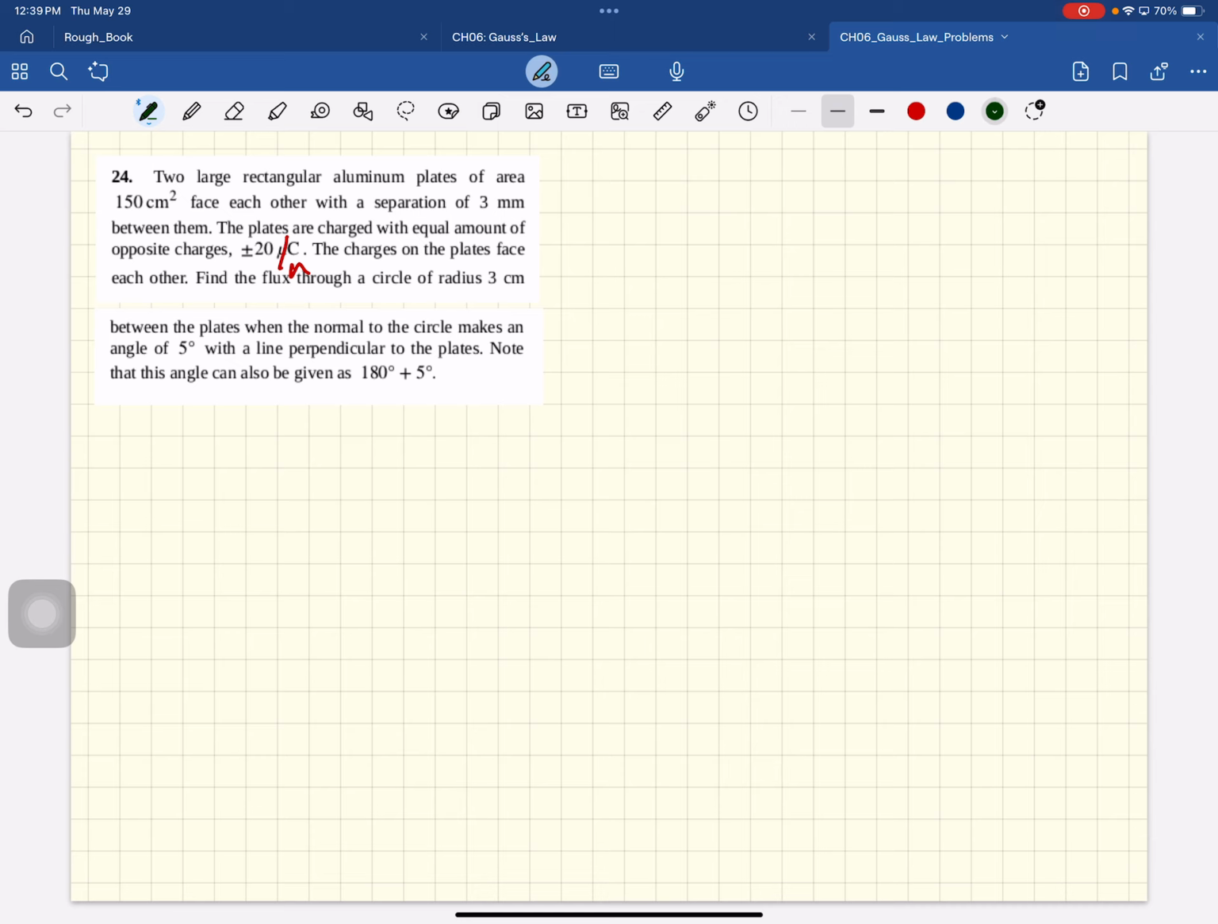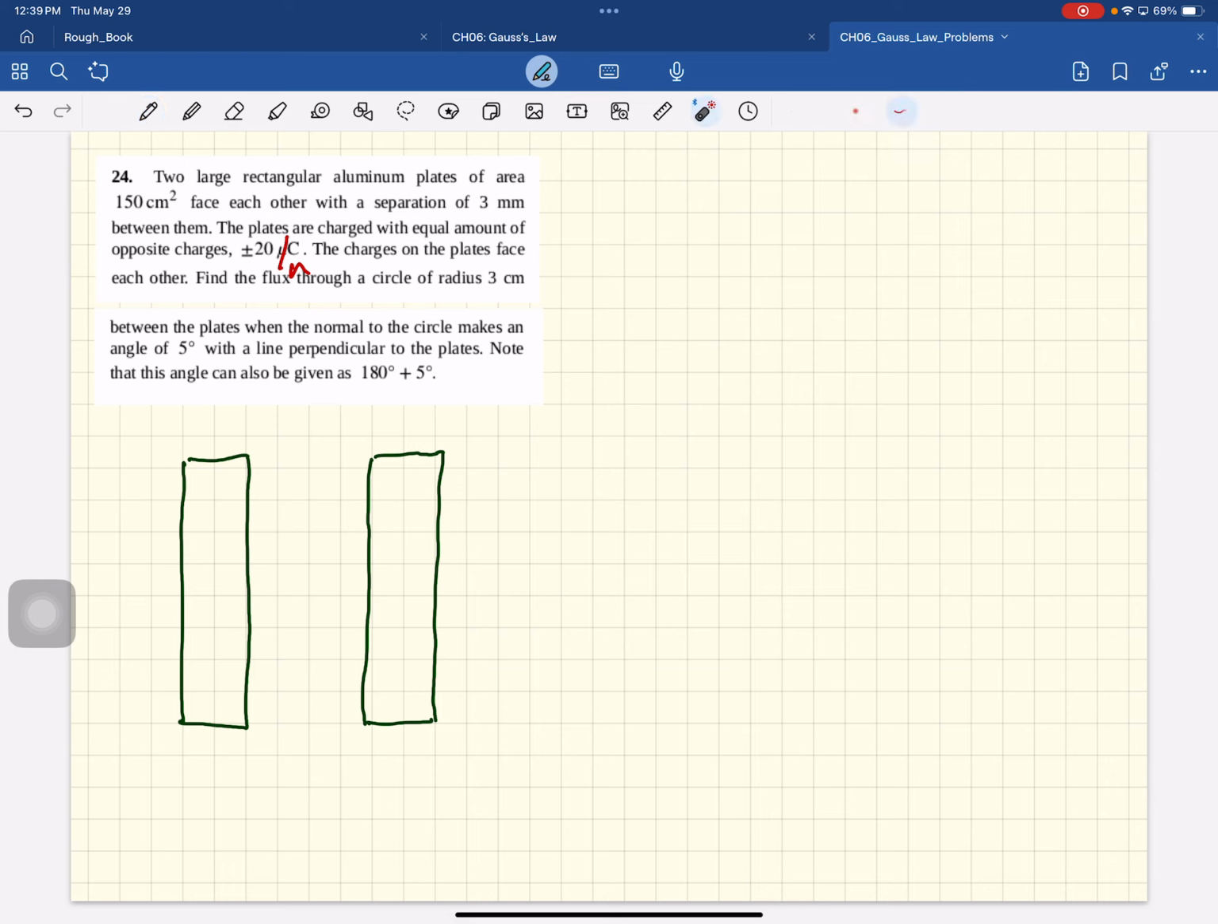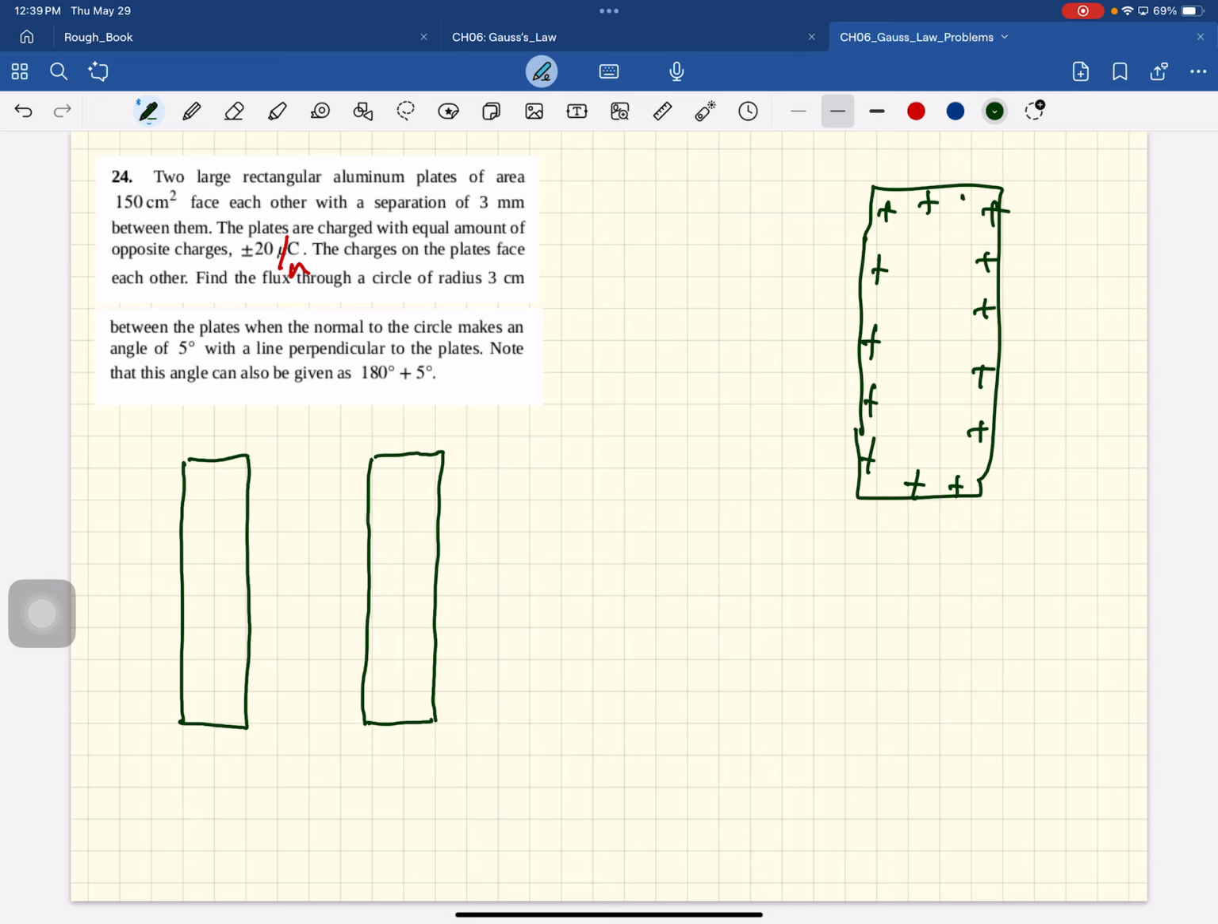All right, so I'm going to draw the plates as thick plates. Here's a separate plate. If I throw a bunch of positive charges on this plate, the positive charges will distribute like that. The corners will have a higher density, but that's how they'll distribute.